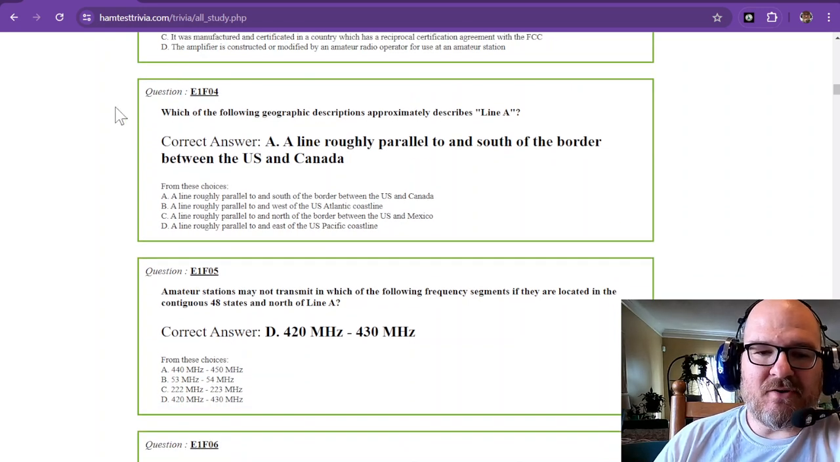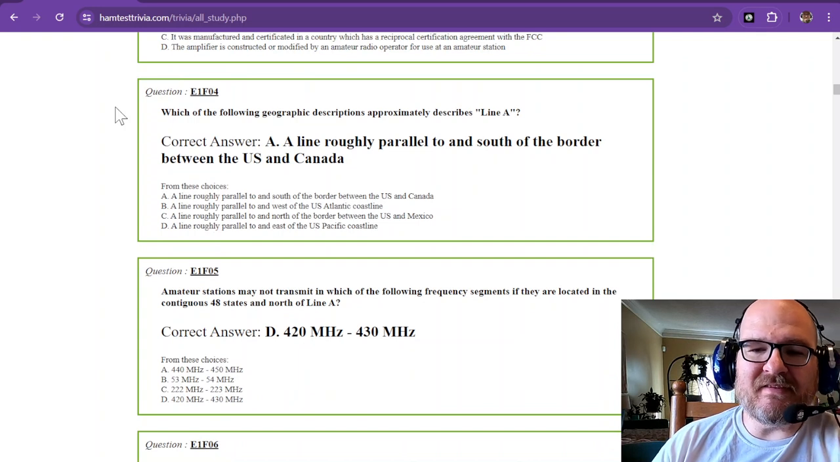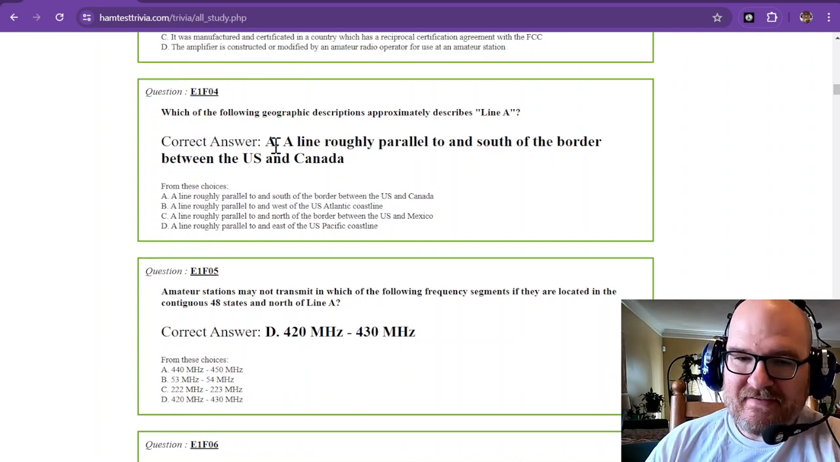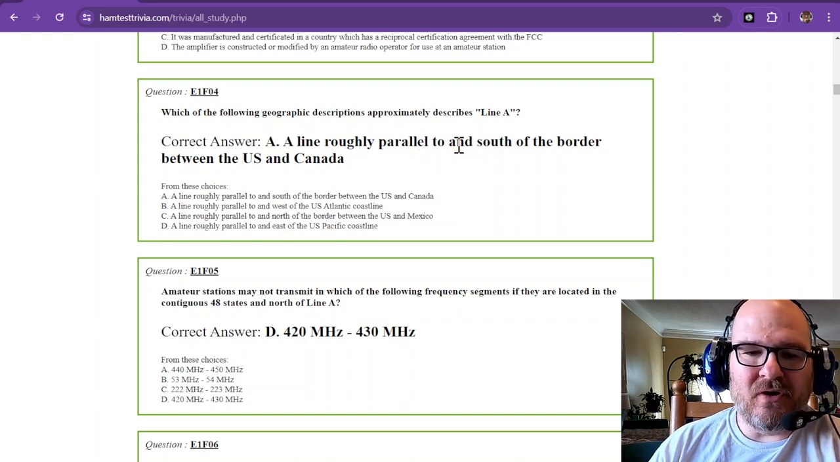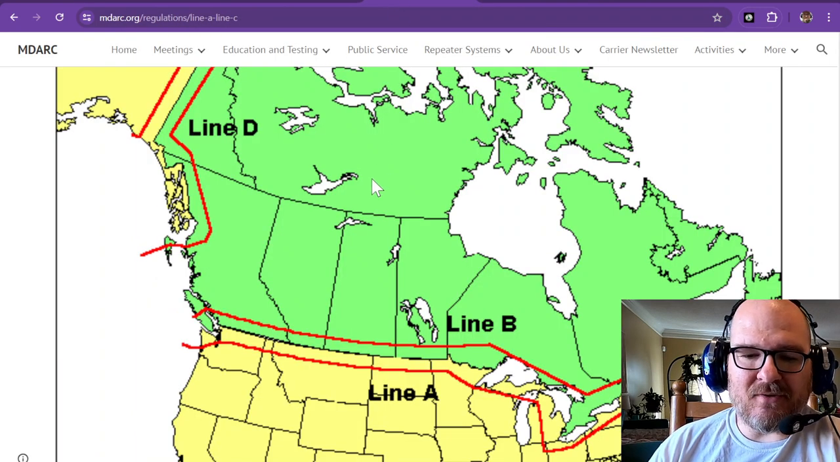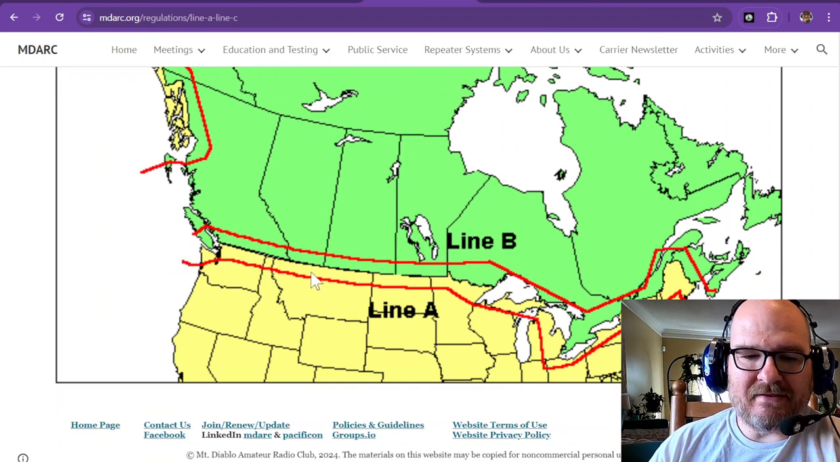Which of the following geographic descriptions approximately describes line A? It is a line roughly parallel to and south of the border between the U.S. and Canada. And I have a picture of that right here. And this is line A. So there are some special rules if you're above line A. And that includes all of these states that are sliced right here, the upper part of Michigan, almost the whole glove of Michigan, all the way up to Maine.